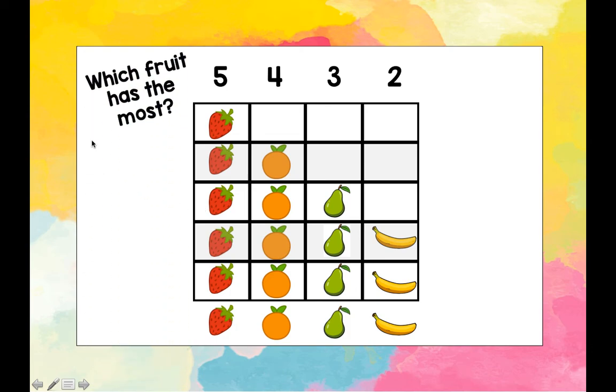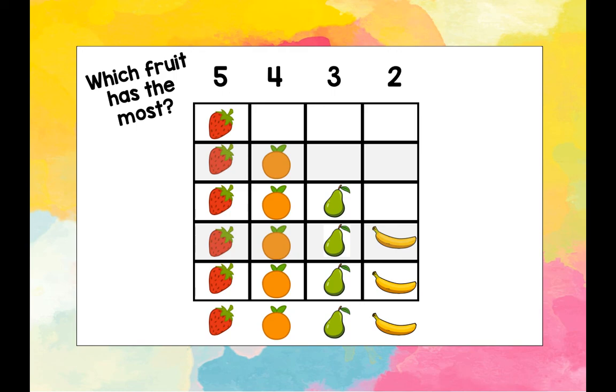So now this question says, which fruit has the most? What does most mean? Most means the biggest, right? So if we look with our eyes, we can see that what fruit has the biggest one? The strawberry, right? It has 5, which means it has the most.